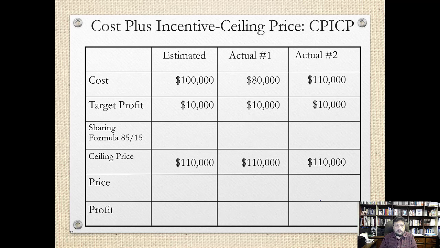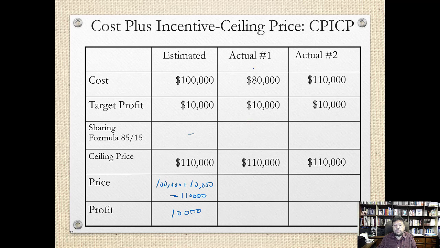Another way that you can do this is you can also have an upper limit. So you still have the 85-15, but you have a ceiling price, which means the maximum price that you're going to pay to the contractor. So in this case, this 100,000 is a reference price, and they completed in 100, so there's no sharing. And what you have is the final price. The final price will be 100,000 plus the 10,000 fee for them. So that's 110, and the profit is $10,000.